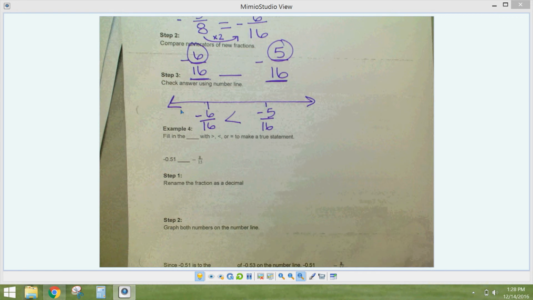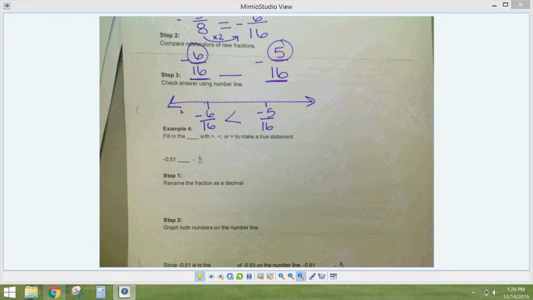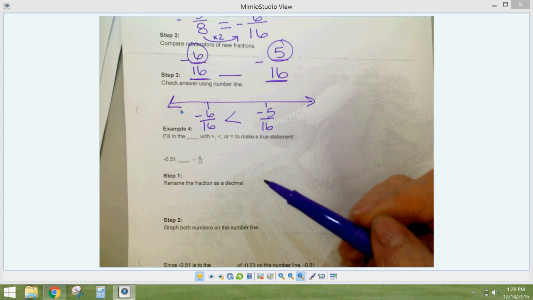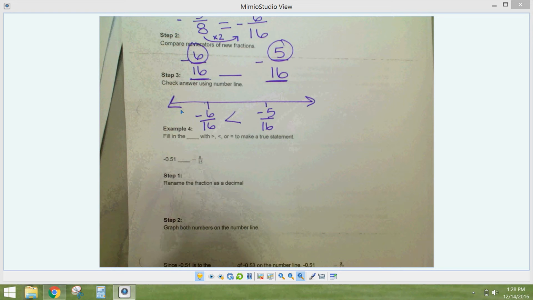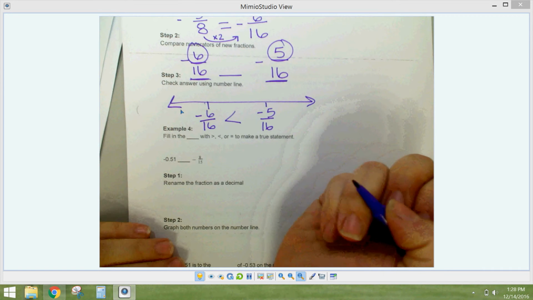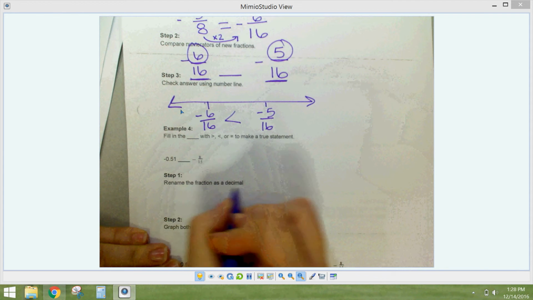Example number 4. You're doing the same thing, but it's a mixture of decimals and fractions. So you can do this again by finding the same denominator, but in this case, it'll probably be easier to just make them both decimals. So step 1, rename the fraction as a decimal.